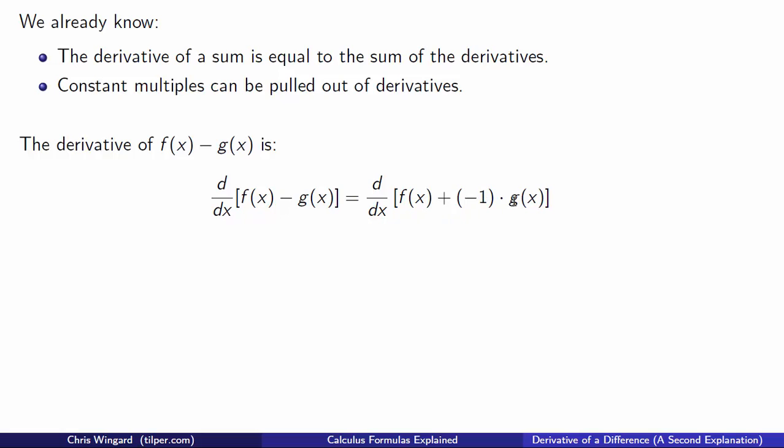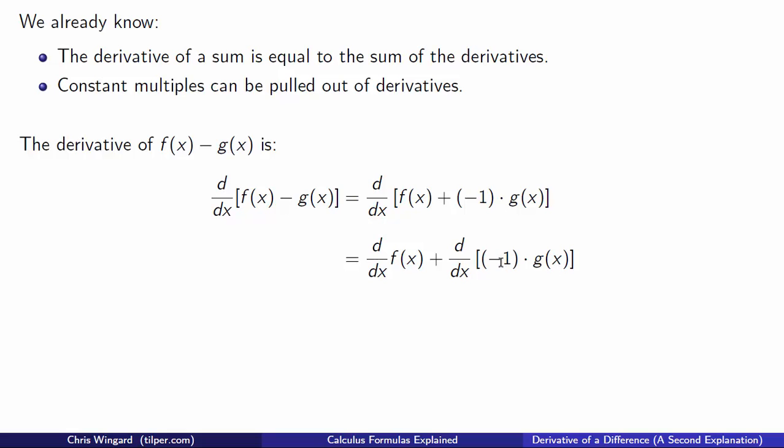Now, what is this? f of x plus -1 times g of x. That's a sum, and we know that the derivative of a sum is equal to the sum of the derivatives. So from our results from an earlier video, we know that we can say this. We know that this is true. So what's going on here now? This is the derivative of -1 times g of x.